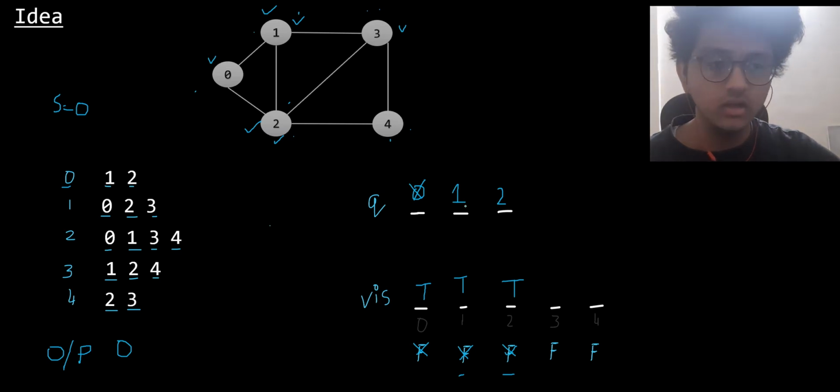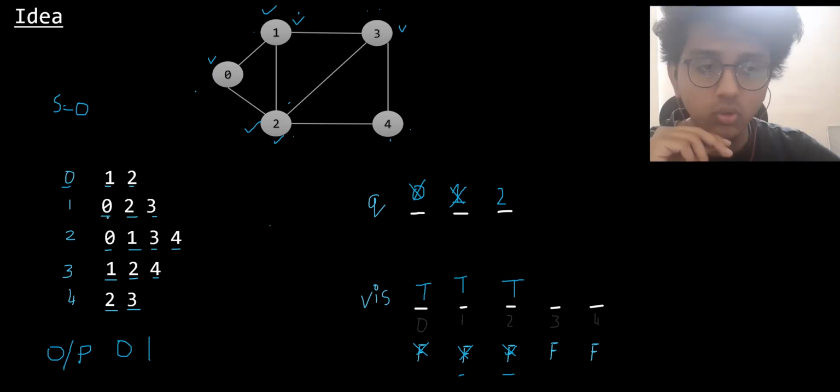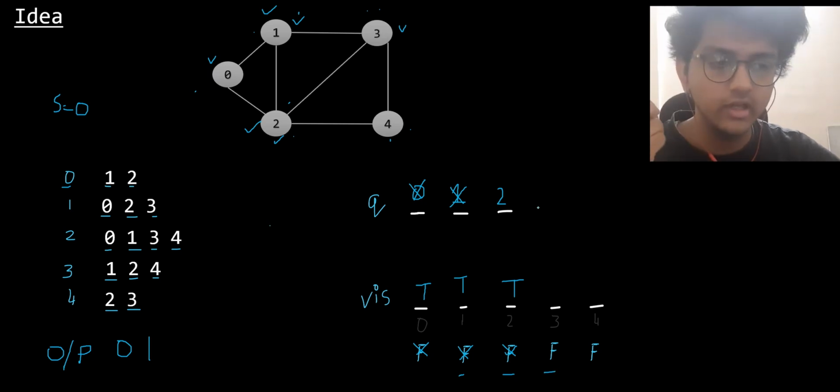After this, we will check if the queue is empty or not. If the queue is not empty, we will continue. The queue is not empty, as there are 2 elements in the queue. So first we will dequeue 1 from the queue, print it in the output screen, and enqueue all its neighbors. Its neighbors are 0, 2 and 3. 0 is already visited, as it is true, and 2 is also visited, it is true, but 3 is not visited, it is false. So we will enqueue 3 and then mark it as true.